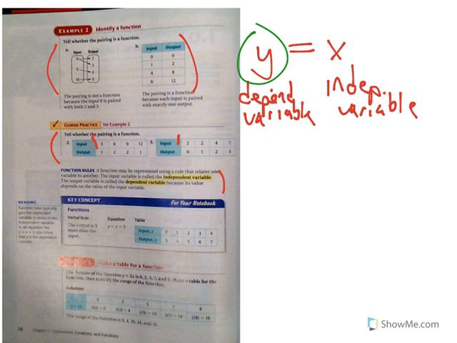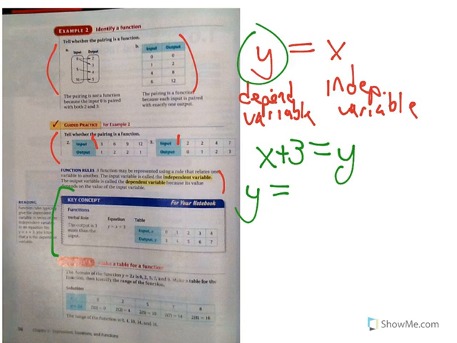Let's look at a couple of examples of this. So this is an important key concept, as it says. If the verbal rule is the output is 3 more than the input, that means that if we call the input x and the output y, then x plus 3 is equal to y is going to be the actual equation, and most of the time we'd write it this way. So y is equal to x plus 3.